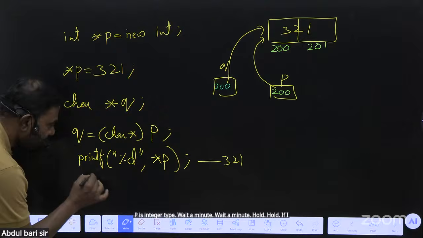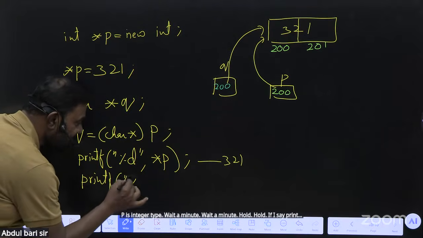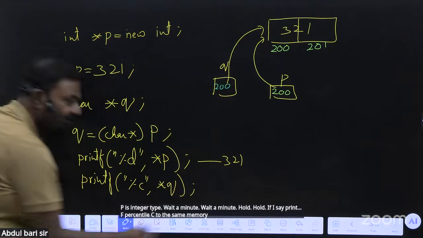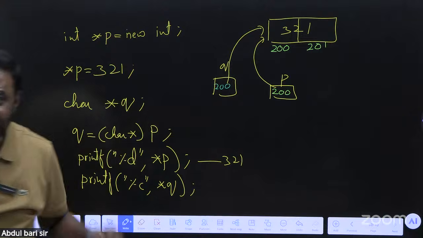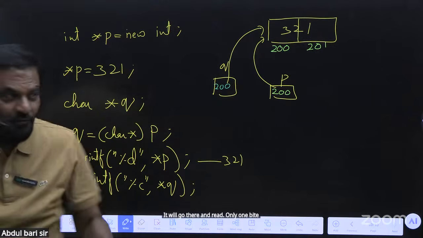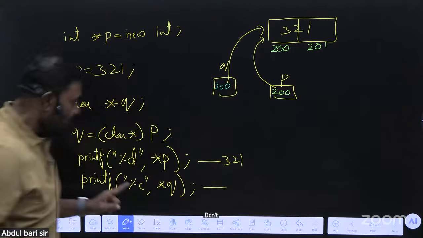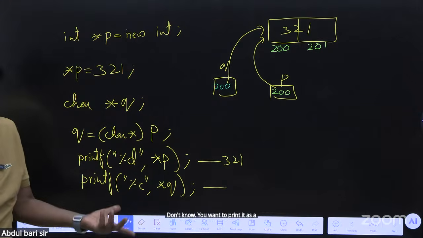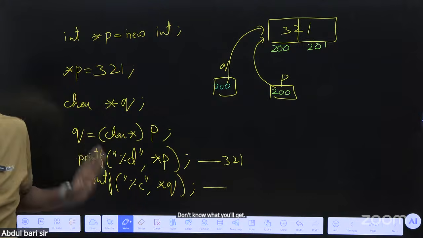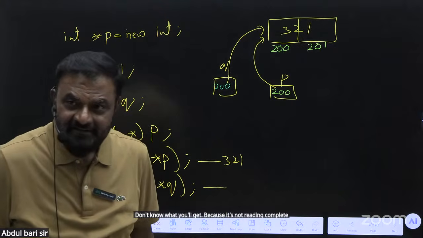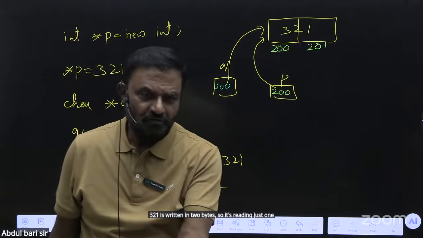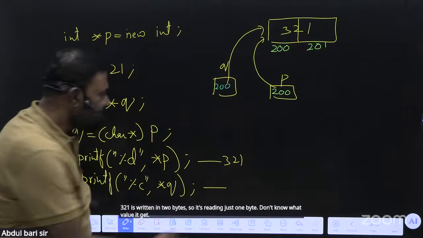If I say printf percent c to the same memory, star q, it will go there and read only 1 byte. What will you get? Don't know. You want to print it as a character, so you will get some character. Because it's not reading the complete 321. 321 is written in 2 bytes, so it's reading just 1 byte. Don't know what value it gets.